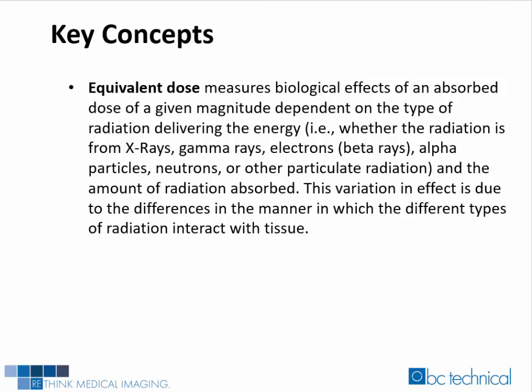Equivalent dose measures biological effects of an absorbed dose of a given magnitude dependent on the type of radiation delivering the energy. That is, whether the radiation is from X-rays, gamma rays, electrons, alpha particles, neutrons, or other particulate radiation, and the amount of radiation absorbed. This variation in effect is due to the differences in the manner in which the different types of radiation interact with tissue.